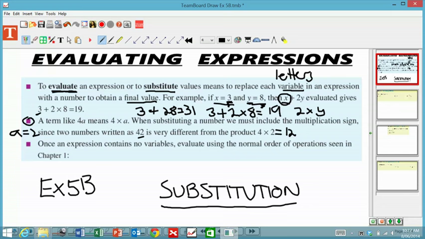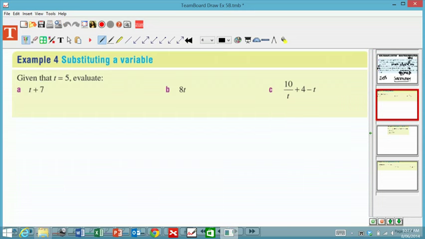That is not right. And our last one, once an expression contains no variables, you evaluate using your normal order of operations. And remember that, we did that, which is our BIDMAS. Make sure you follow that, and you need to know that. If you did not understand that from our very first unit going back at the start of Year 7, which seems so long ago, you need to go back and review that, because you need to understand that to be able to solve this stuff. What are we going to do? We're going to try and solve some of these.